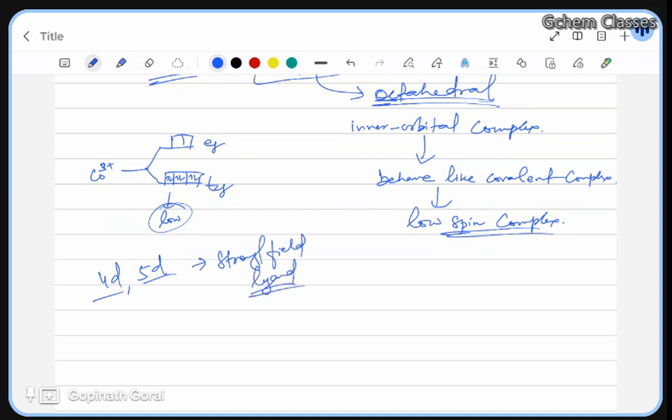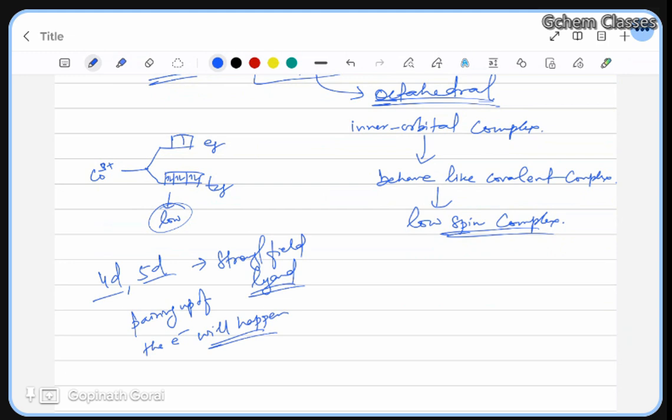Whether it's ammonia or chloride or fluoride, everything will act as a strong field ligand and pairing up will happen. Mainly pairing up of the electrons will happen. Understood? So if your metal is a 4d or 5d element, then pairing up will happen, right? If it is not 4d or 5d, if it is a 3d element, then pairing up will not take place. That you have to keep in mind.